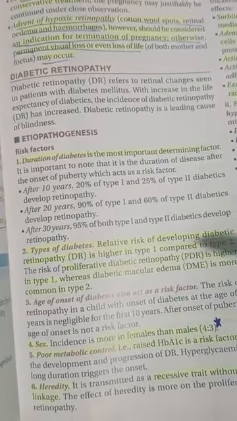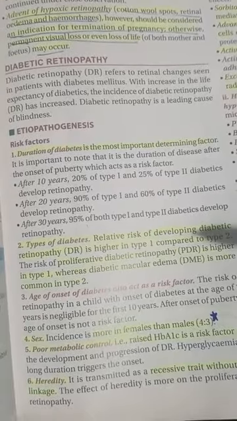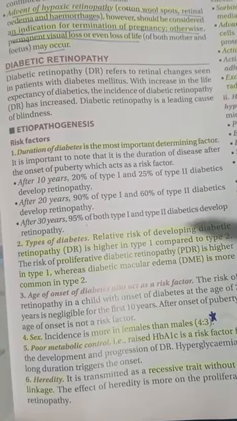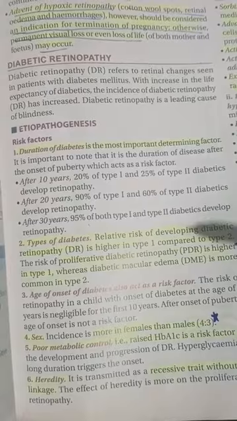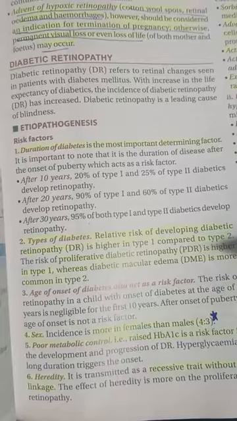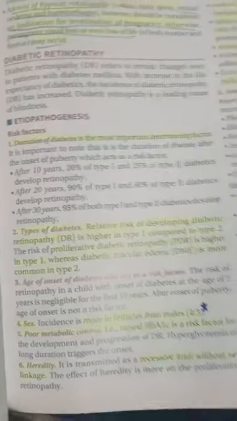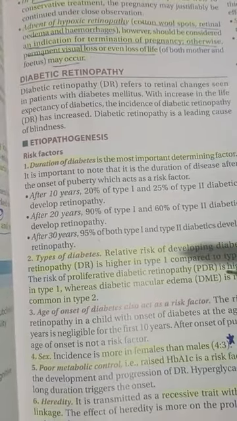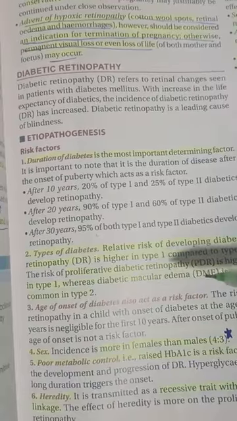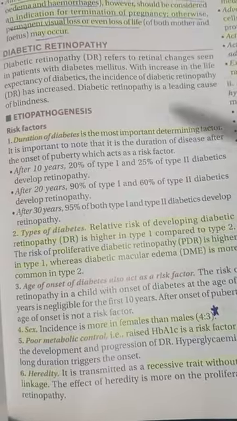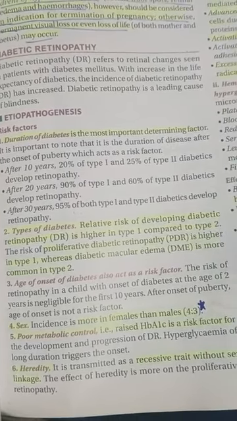Next is type of diabetes. Relative risk of developing diabetic retinopathy is higher in type 1 as compared to type 2, and the risk of proliferative diabetic retinopathy is higher in type 1, whereas diabetic macular edema is more common in type 2. So in type 1, the risk of proliferative diabetic retinopathy is higher, and in type 2, the risk of diabetic macular edema is higher.